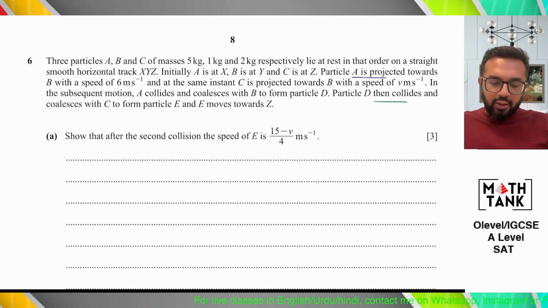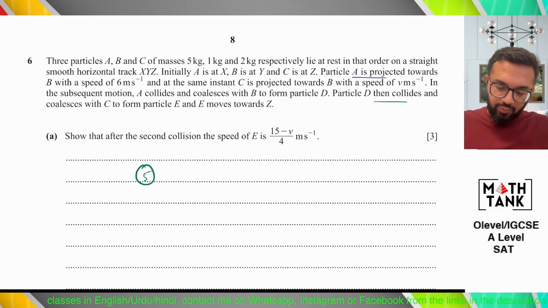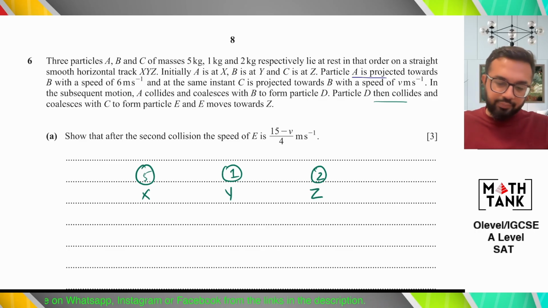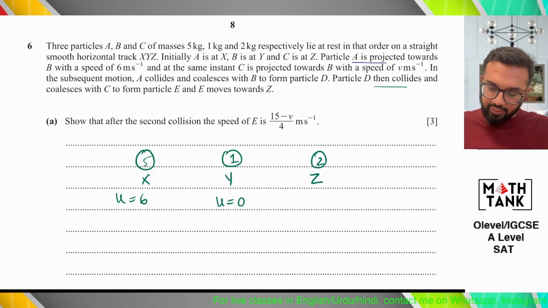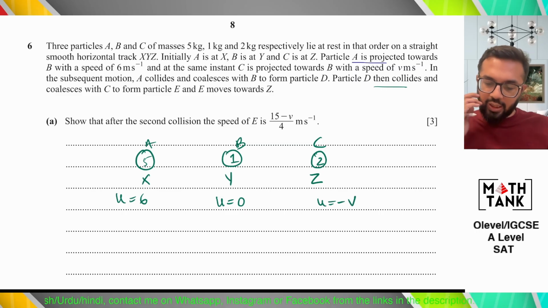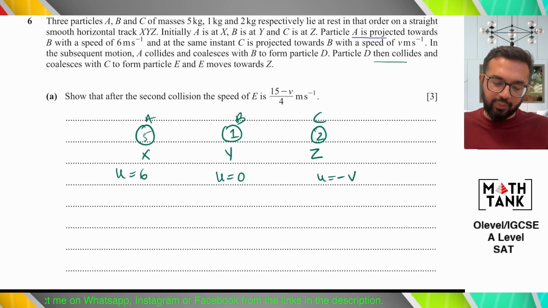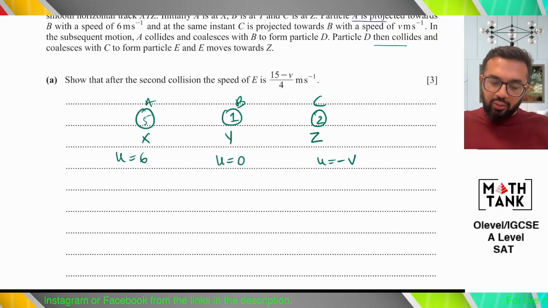Okay, question number 6. It says three particles A, B, C of masses 5 kg, 1 kg, and 2 kg are at x, y, and z. Okay. Particle A is projected with a speed of 6 towards particle B, which is at rest, and at the same instant C is projected towards B with the speed of V. But since it's in the opposite direction, it's minus V. In the subsequent motion, A collides with and coalesces with B to form particle D.